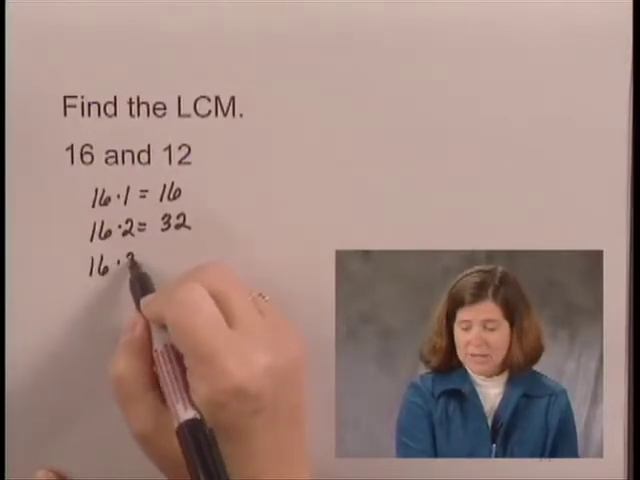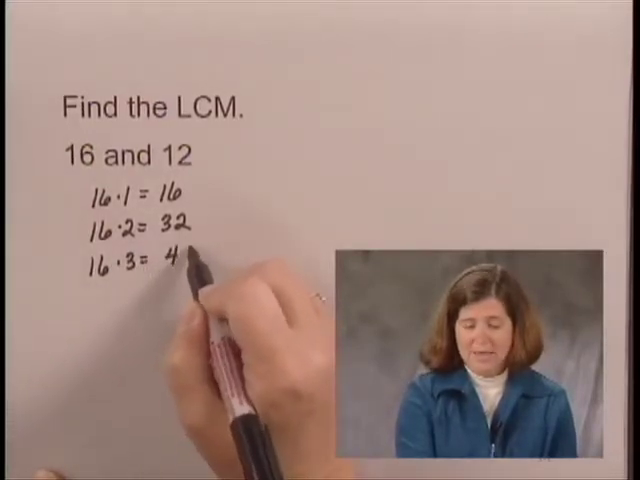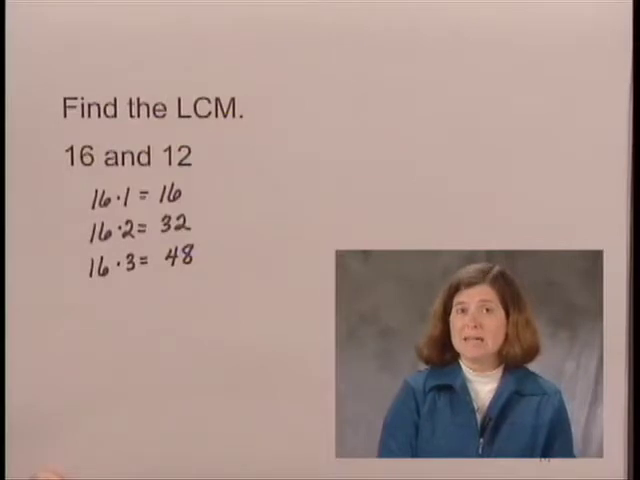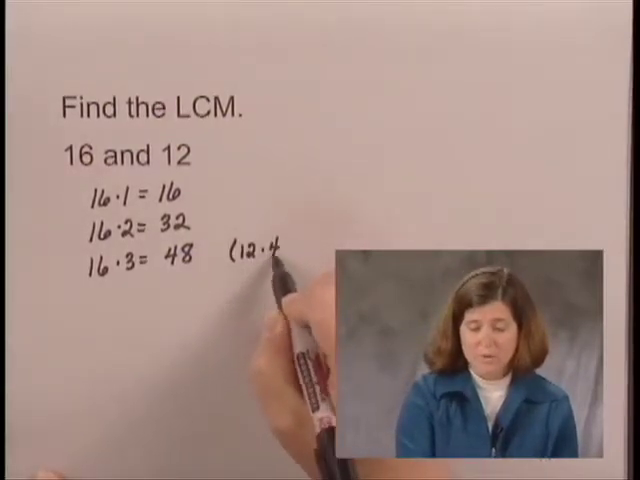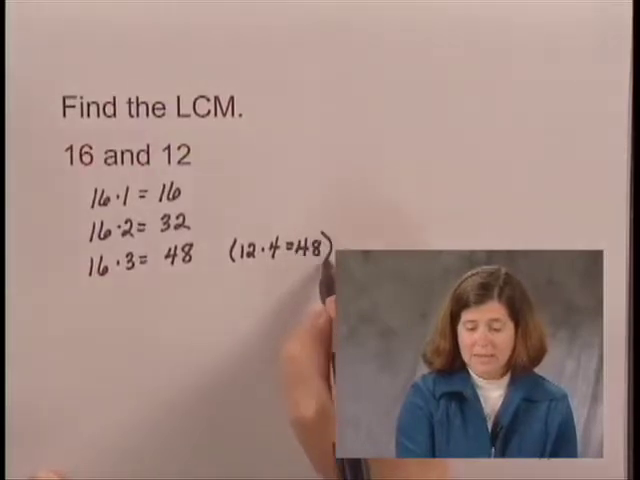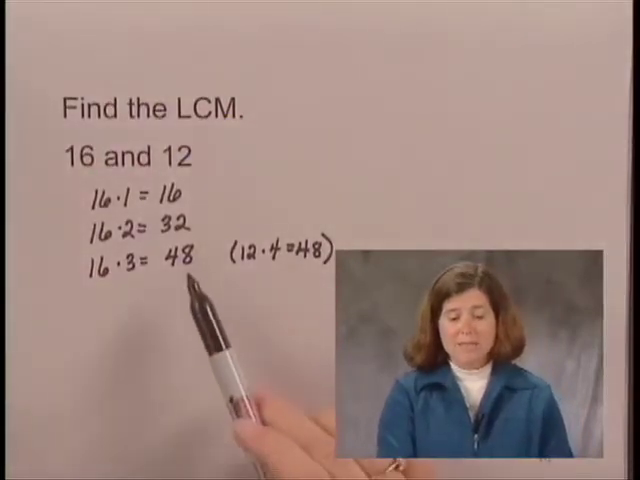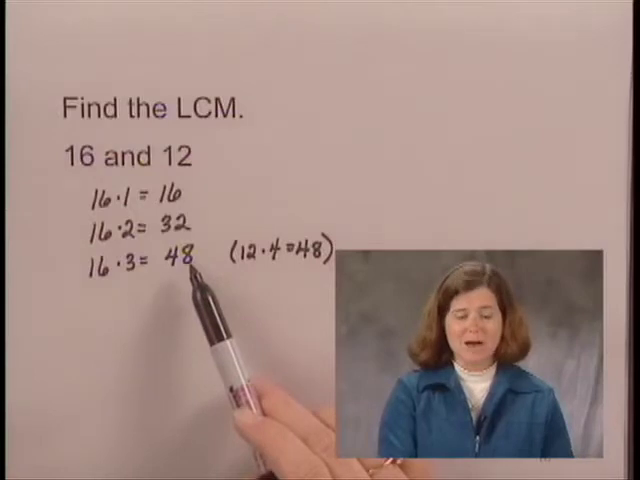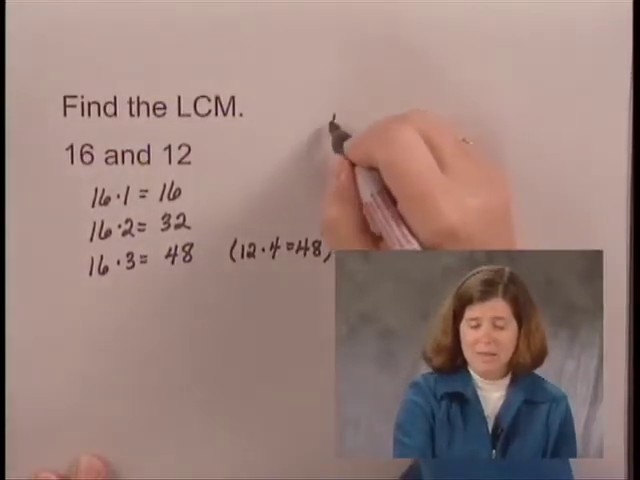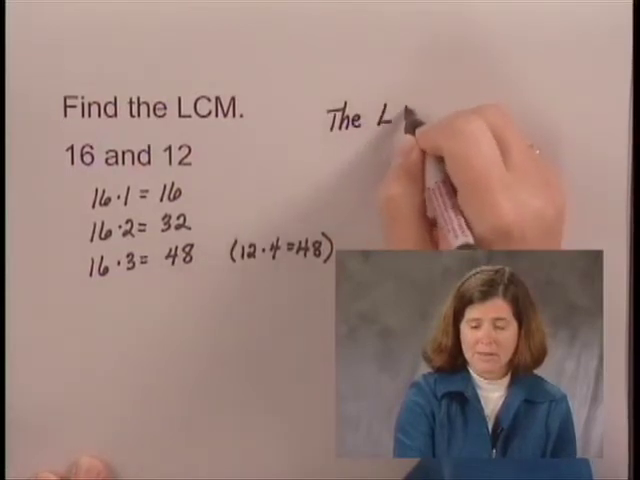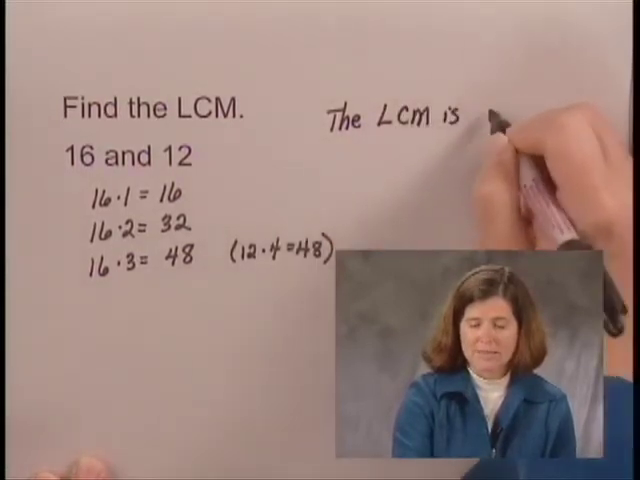16 times 3 is 48. And 48 is a multiple of 12. 12 times 4 equals 48. So since 48 is the least multiple that is common to 16 and 12, the LCM is 48.